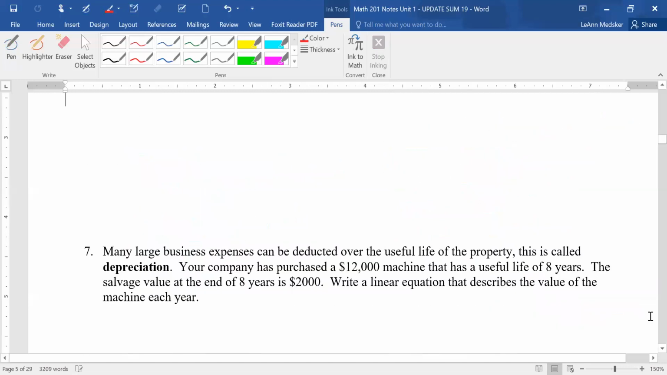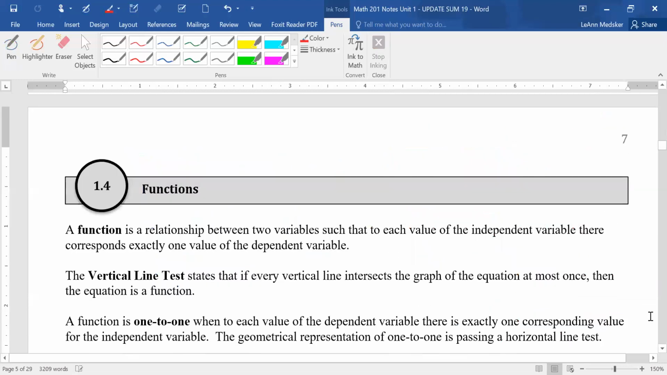Okay, the only other thing we need to do in this video is a little bit of groundwork in section 1.4, which is over functions. So a function is a relationship between two variables such that to each value of the independent variable there corresponds exactly one value of the dependent variable. Now that's fancy book talk. This means input variable. This means output variable. So for us, that usually means x and y.